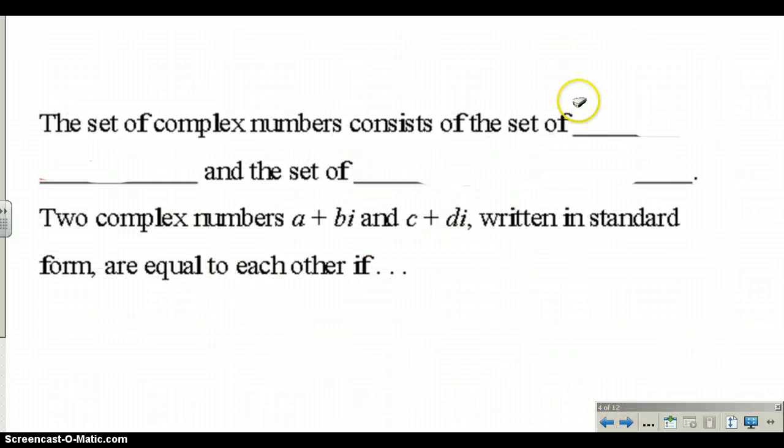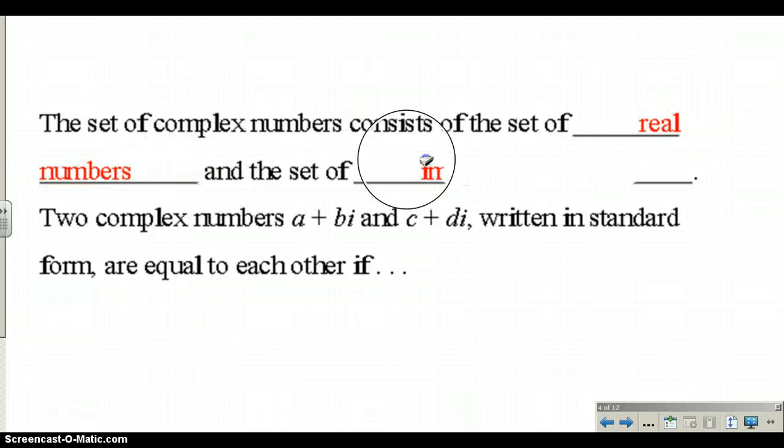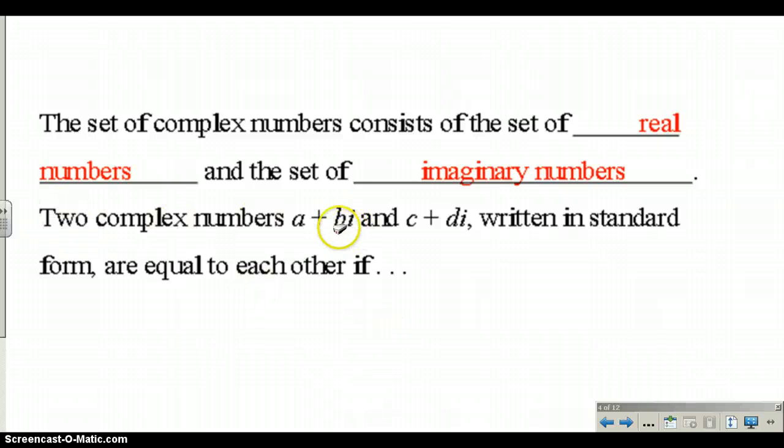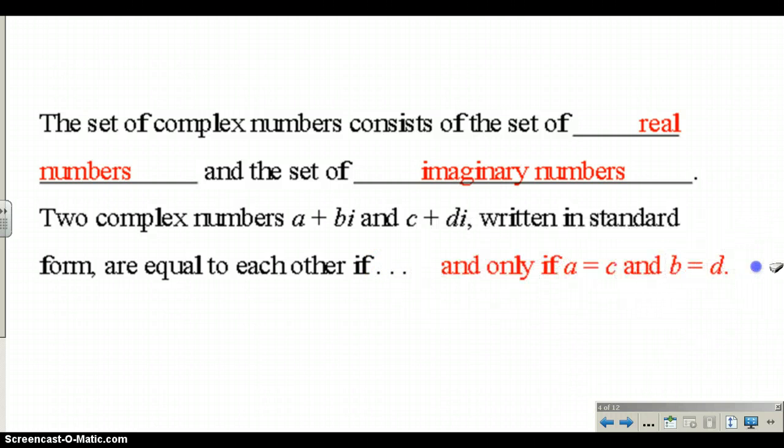Also, the set of complex numbers consists of the set of real numbers and the set of imaginary numbers. Two complex numbers, a plus bi and c plus di, written in standard form, are equal to each other if and only if a equals c and b equals d.